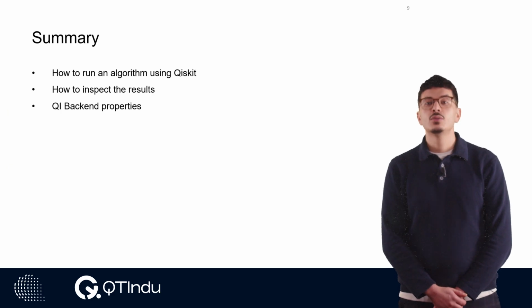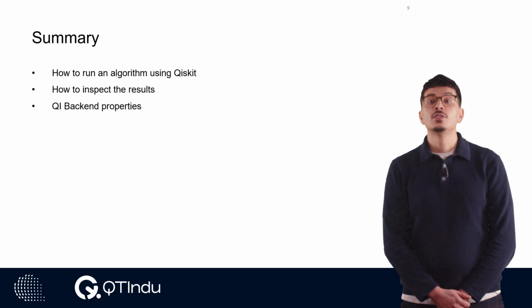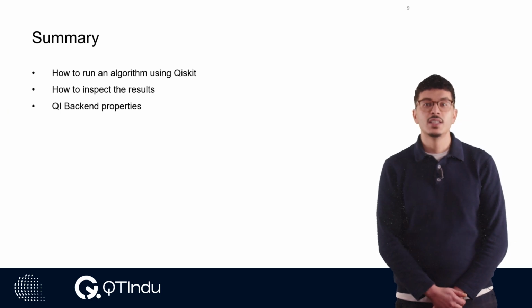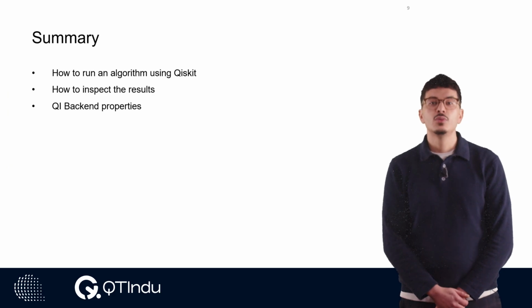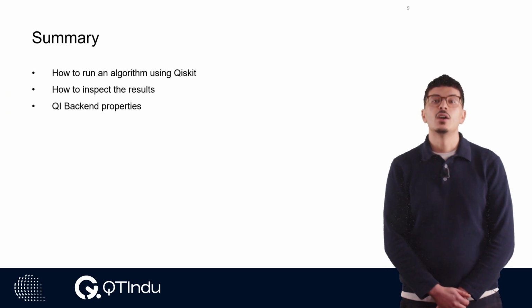We used the Qiskit quantum circuit to build our circuit. After the algorithm runs, we inspected the results and printed the histogram. We were also able to look up the project on the Quantum Inspire website. At the end, we looked at some properties of a Quantum Inspire hardware backend and how we can use it in our programs.